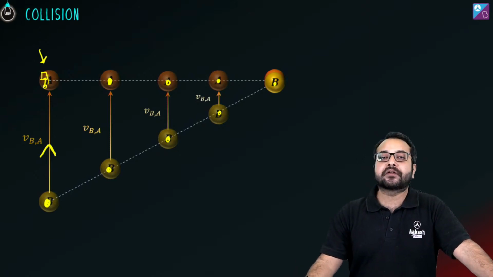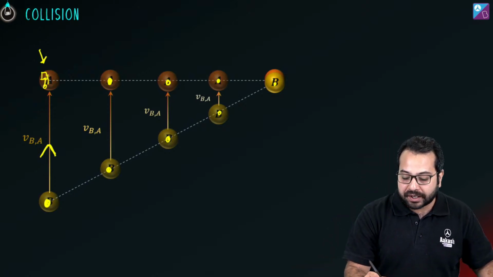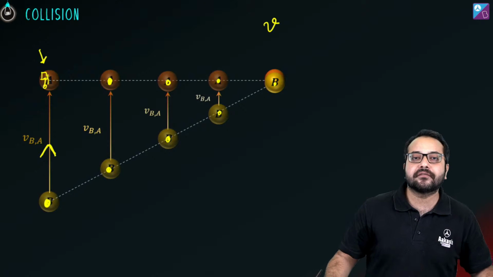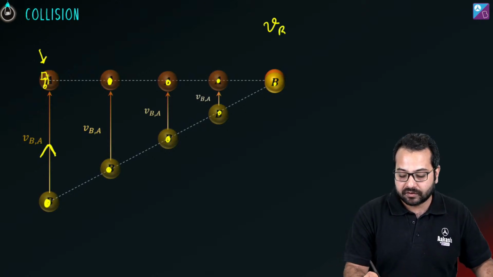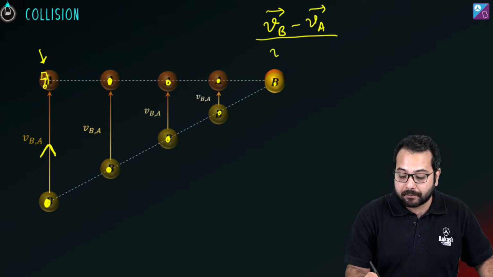So we can write this mathematically as well. How can we write this mathematically? We can say that the relative velocity vector VB minus VA, and we want to take the magnitude and divide it by that.